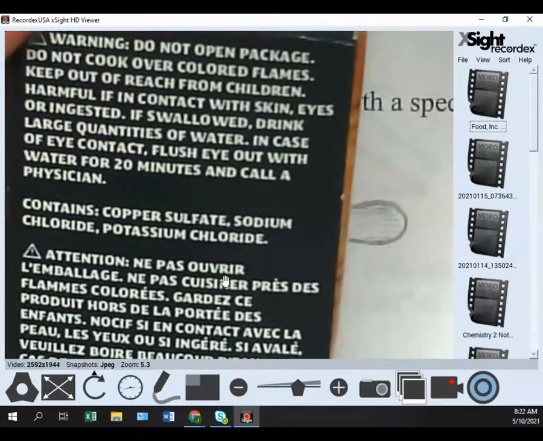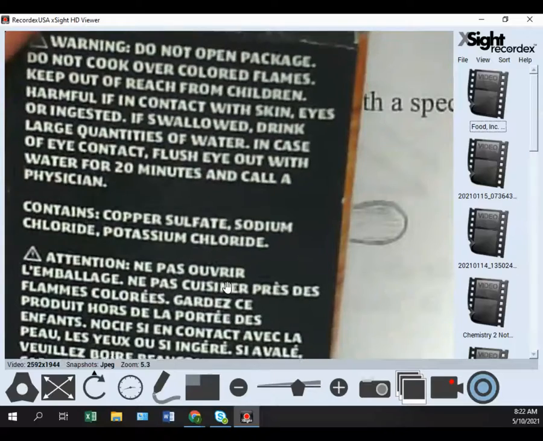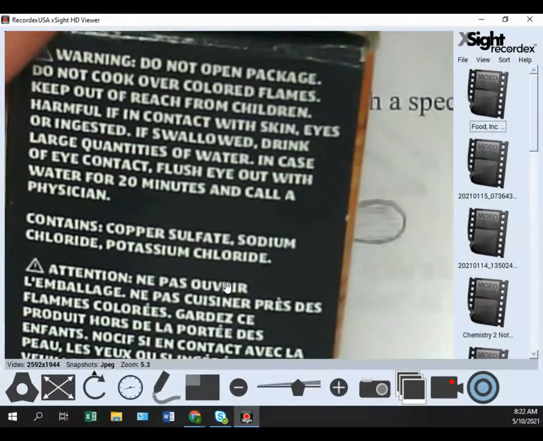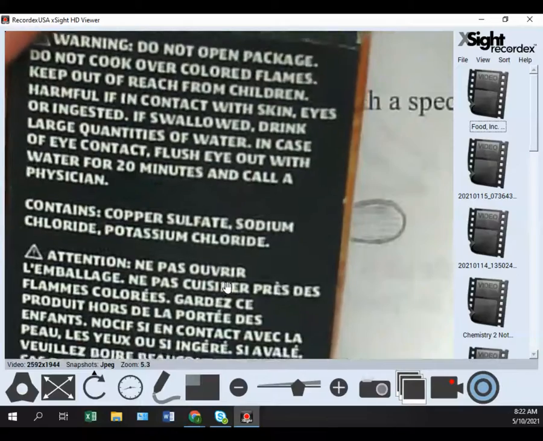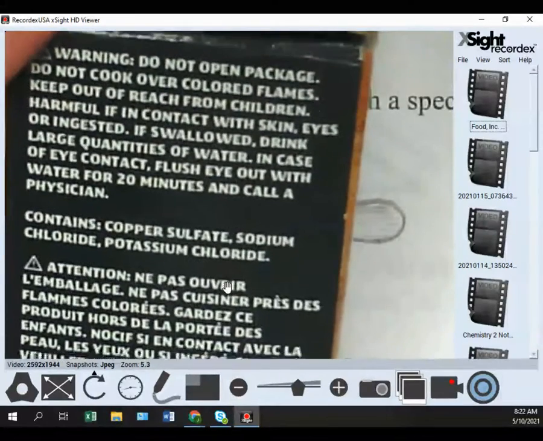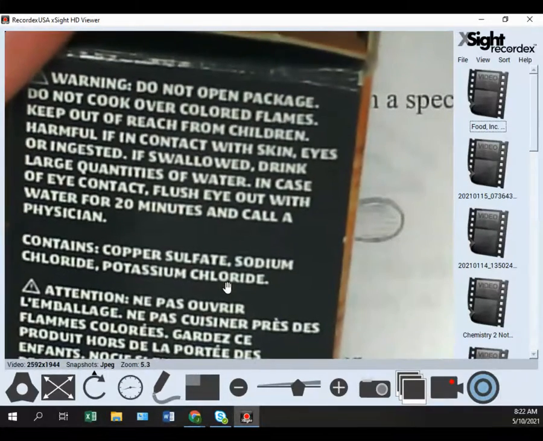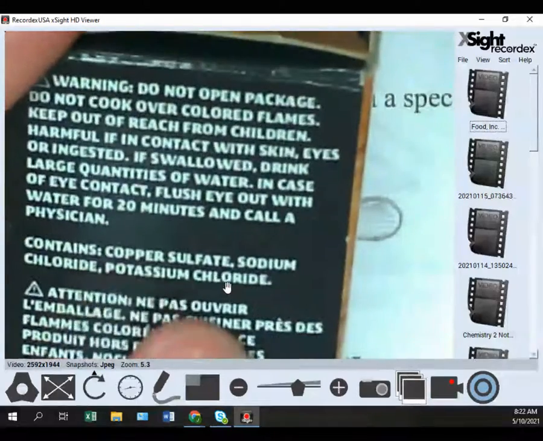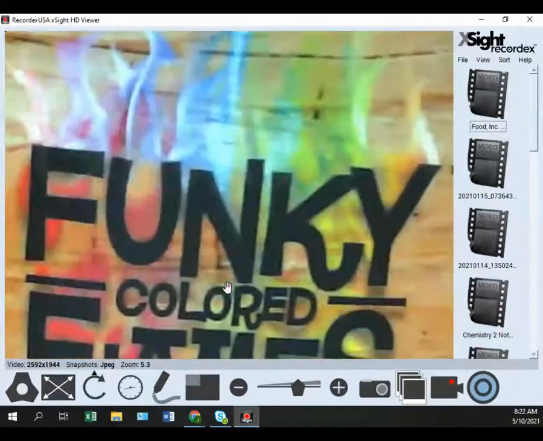Copper sulfate. Copper sulfate is just another mixture. It's got copper in it. Obviously, it looks very similar to the copper chloride that you guys used when you did the aluminum wire thing. It's like a blue color, kind of like that. But if you can see, they've got different elements, and that's what gives the different colors when they burn.